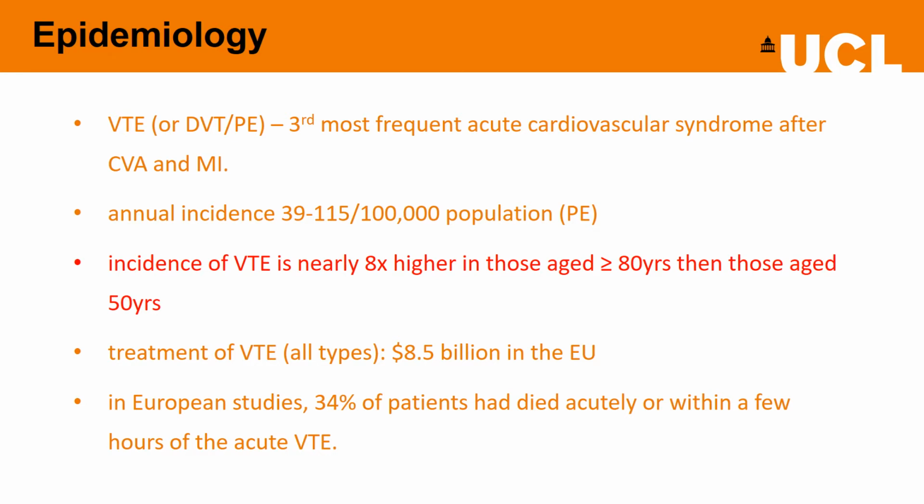So VTE or DVT-PE is the third most frequent acute cardiovascular syndrome after stroke and myocardial infarction. The annual incidence of PE is about 39 to 115 per 100,000 of the population. What's important to note is that the incidence of VTE is nearly 8 times higher in those aged 80 and above than those aged 50, so there is a significant exponentially rising gap in those getting old.